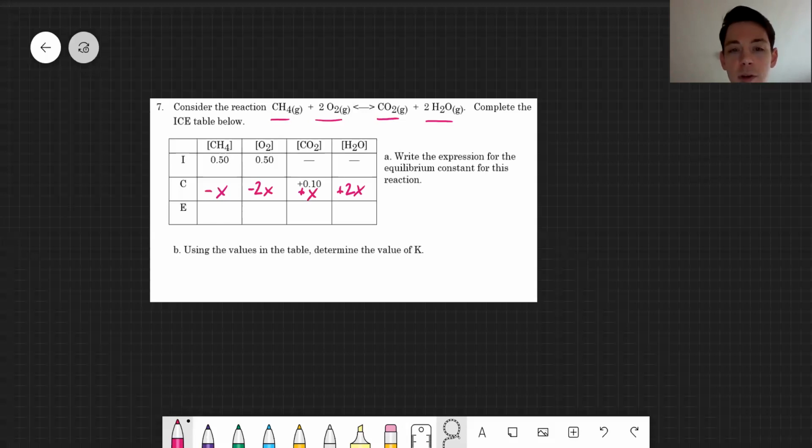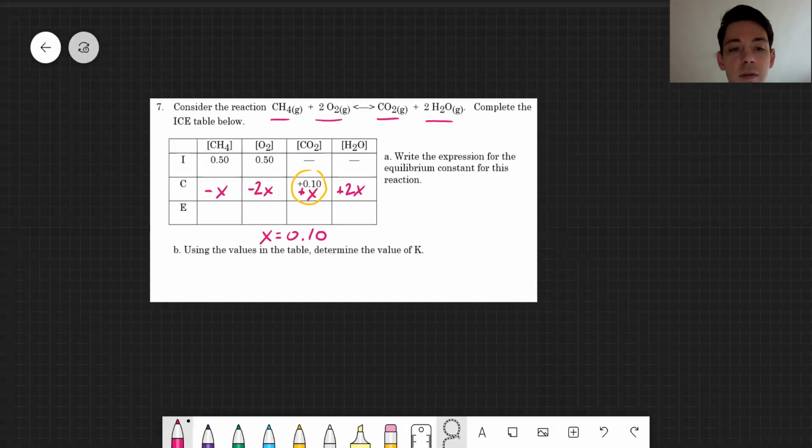Okay, one of those values is given to us. The value for CO2 is said to be 0.1. So what can we take from that? Well, plus x equals plus 0.1. So x is 0.1. Okay, useful information. Should be enough to solve for the rest of the table.